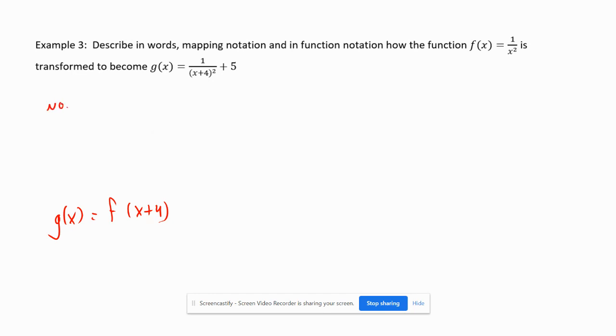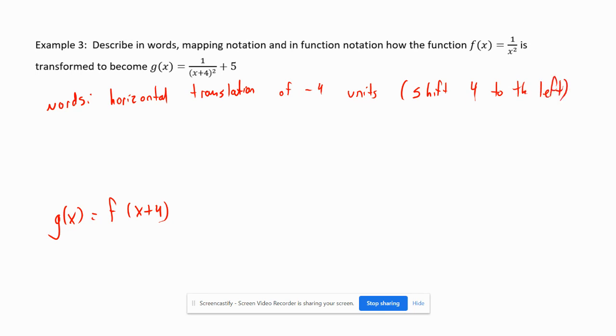In words, this is a horizontal translation of -4 units, which means a shift 4 to the left. Okay? All right, so here's the words. Okay, here's the function notation. Let's talk about mapping notation.